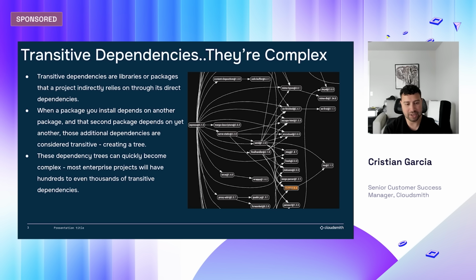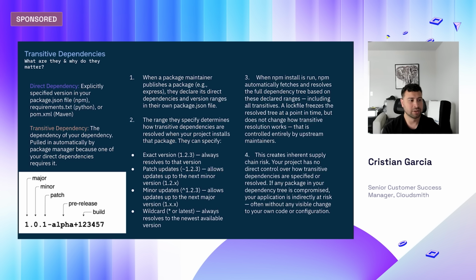And what we can do is dive into why, okay? Why do transitive dependencies introduce this risk? So we've defined a direct dependency, right? Those are the dependencies within your package.json in the case of NPM.